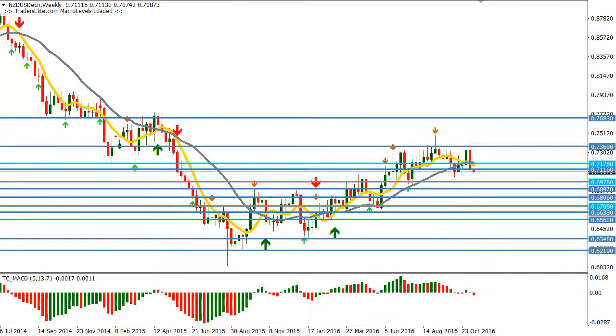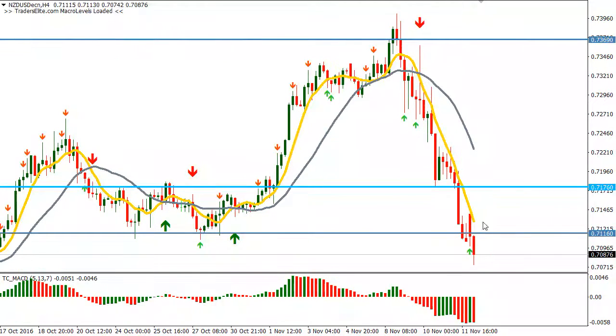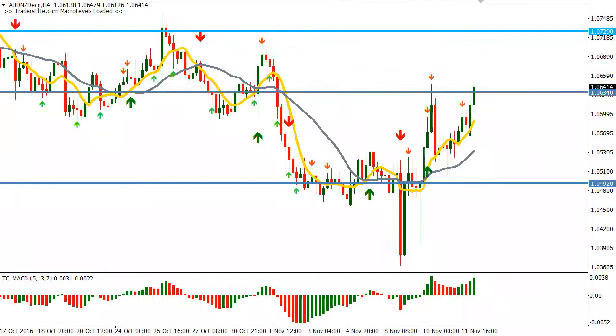So at this stage, it really depends on what it is going to do depending on its macro level of 0.7116. Now you can see it provided support here and here, which was the catalyst for this new rally up towards 73.69. So we'll just have to wait and see what's going to happen around the next bar or two around this macro level. Aussie Kiwi.